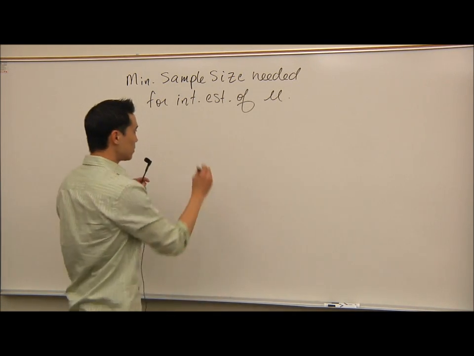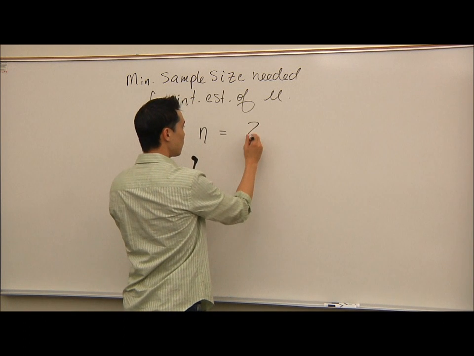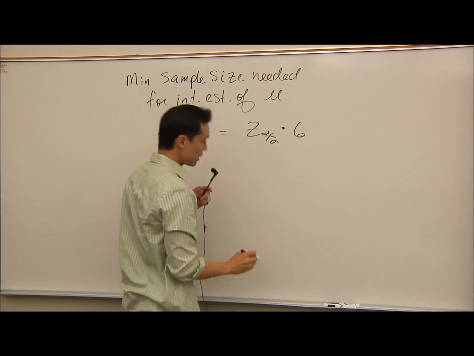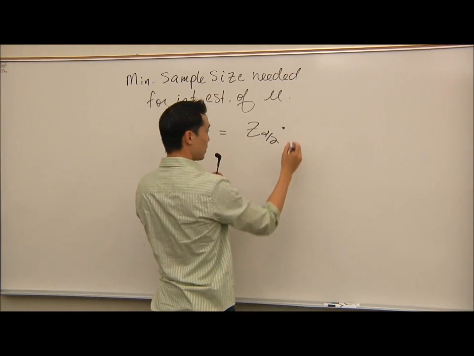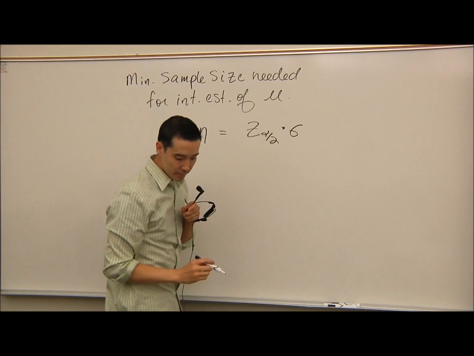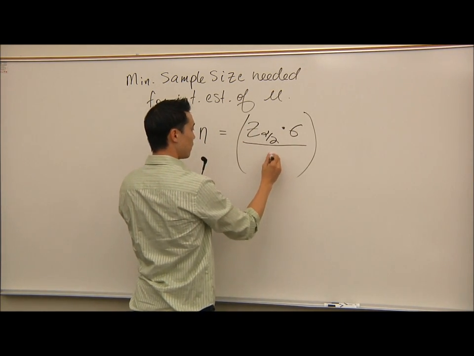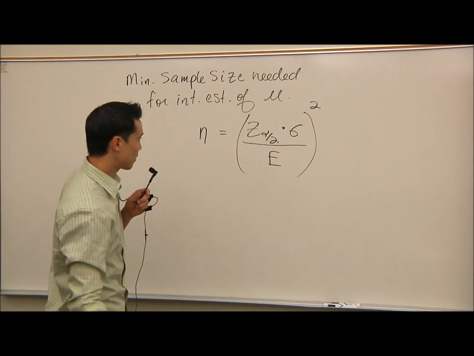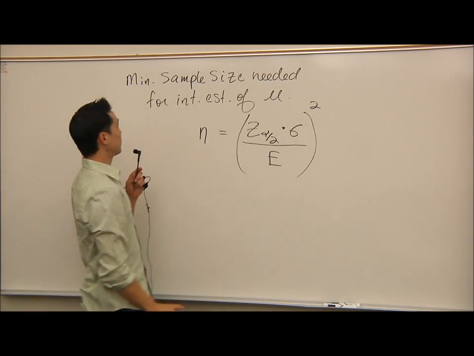It says n equals z sub alpha over 2 times sigma. That's a sigma, not a 6. Times sigma divided by e, squared. Is that an interval estimate of mu? Yeah, an interval estimate of mu, yes.